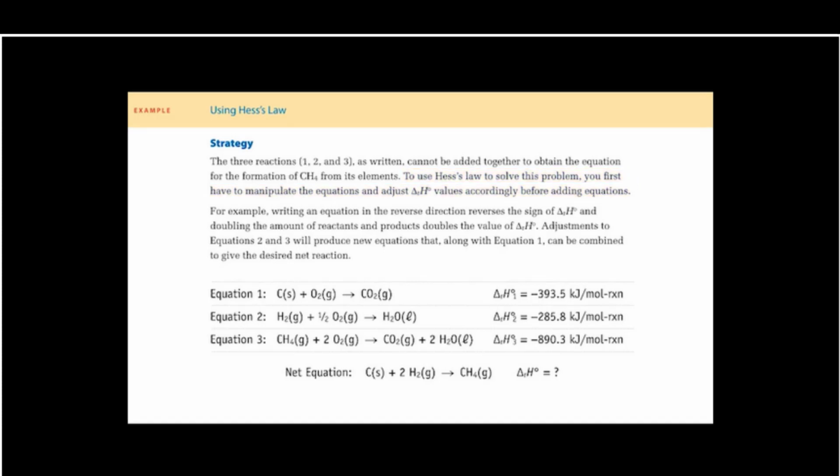A couple of things to think about. If we reverse the direction of a reaction, the sign on delta H changes. If we change the amount of reactants and products, the delta H value will change proportionally.